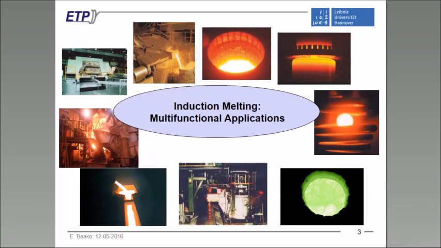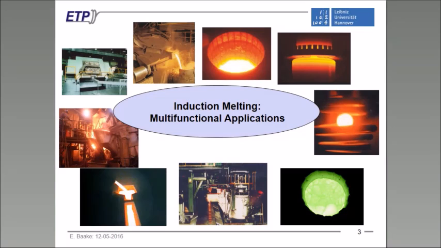The induction melting processes today have many different kinds of applications in industry as well as in research. On the upper left corner you can see the classical mass production applications. These are melting of steel, melting of gray cast iron, melting of non-ferrous materials like aluminum or copper. But not only melting, also casting devices, as you can see below, can be heated by induction technologies.